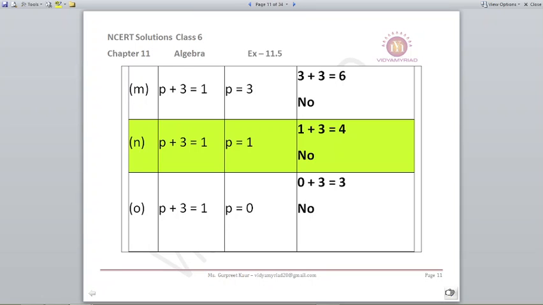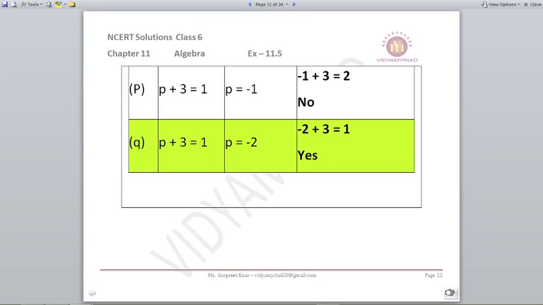Next. P plus 3 is equal to 1 where P is equal to 1. So 1 plus 3 is 4. Again 4 is not equal to 1. So answer is no. P plus 3 is equal to 1 where P is equal to 0. So 0 plus 3 is not equal to 1. Answer again will be no.